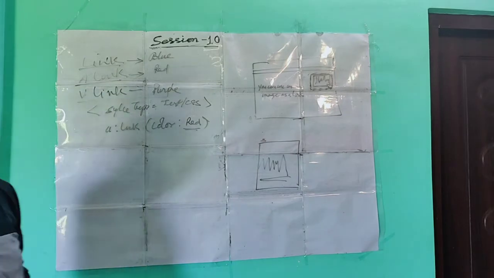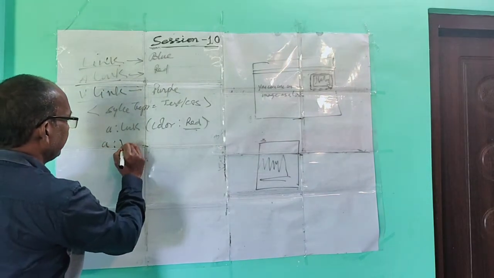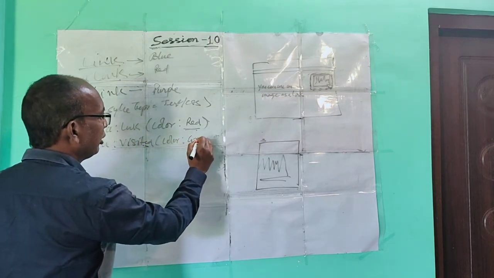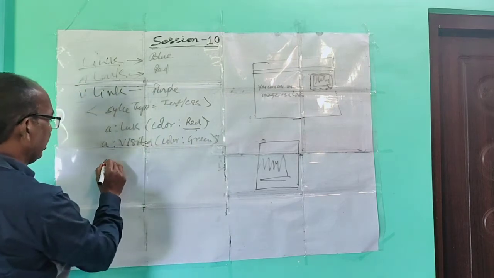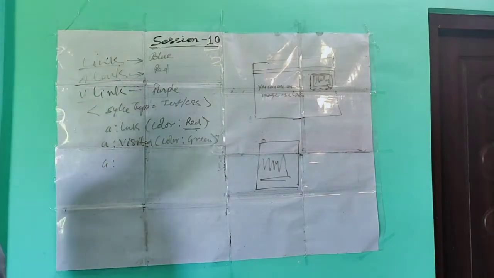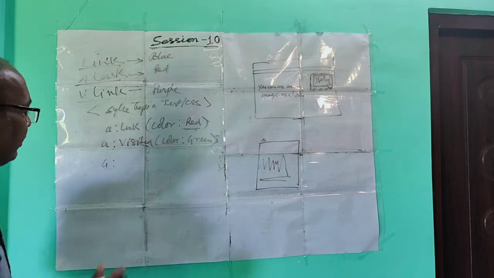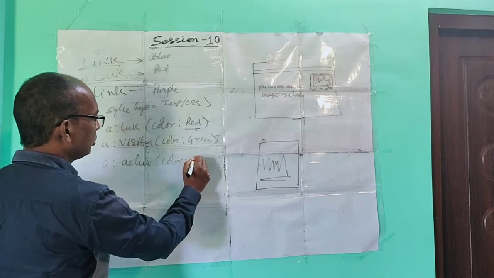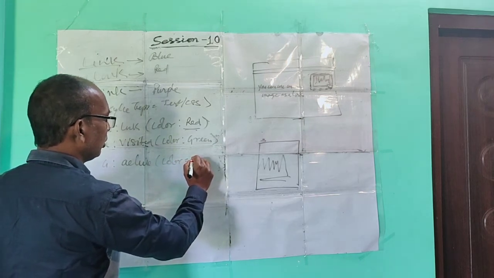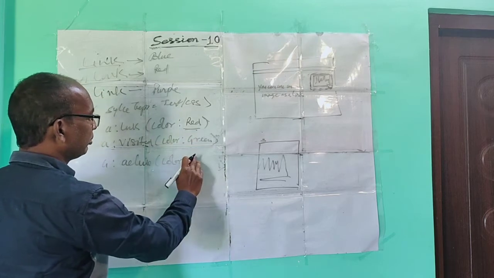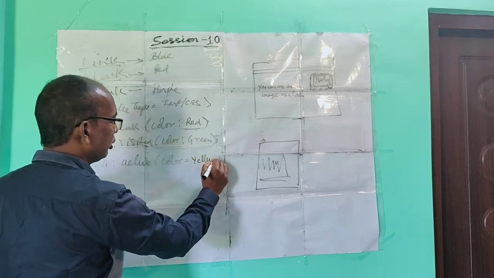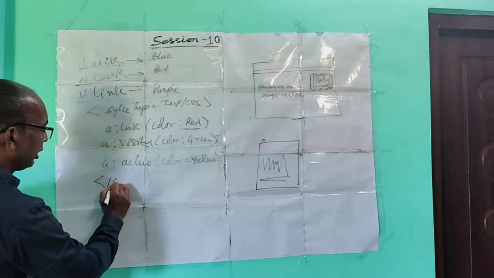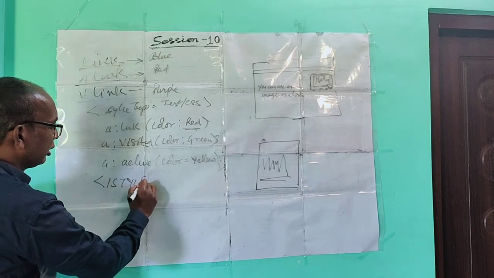Similarly, we can change the visited link color to green, then the active link color equals, say, purple, red, green, yellow. So if you specify it here, then what happens? Automatically the link color will change.